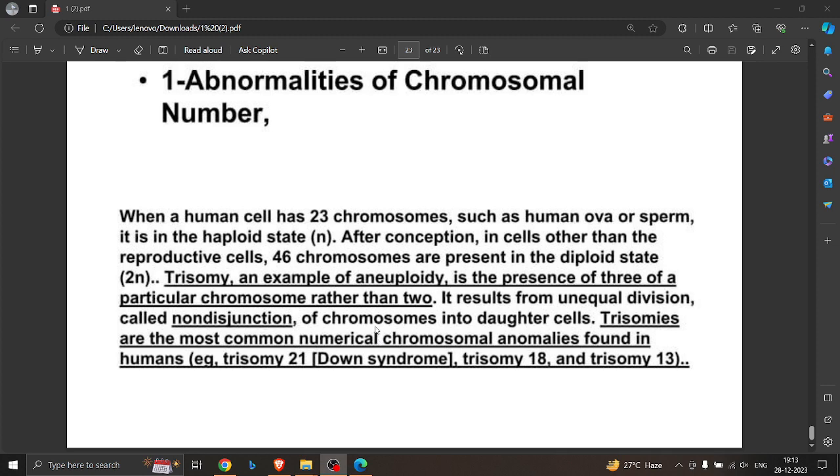For example, we can take Down syndrome, and trisomy 18 and 13 also can be taken. So this is about the chromosomal disorders.